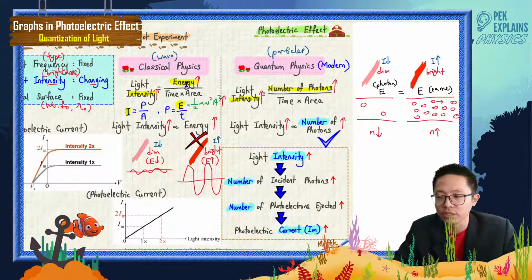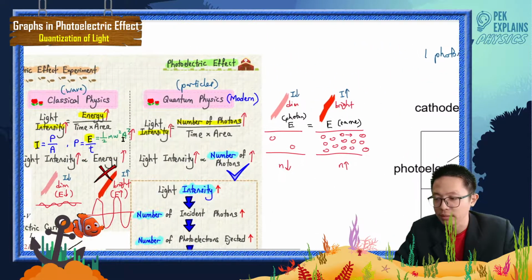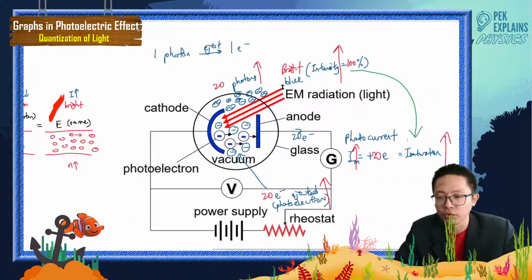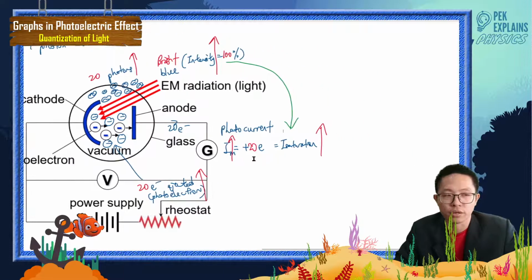Okay, so you see, intensity is about the number of photons. It's not about the energy. It's not about the electrons ejected being more energetic. No, it's not about that. It's about the number of photons. More photons coming means more electrons ejected. More electrons ejected means more current recorded in the galvanometer. More current means higher saturation current.